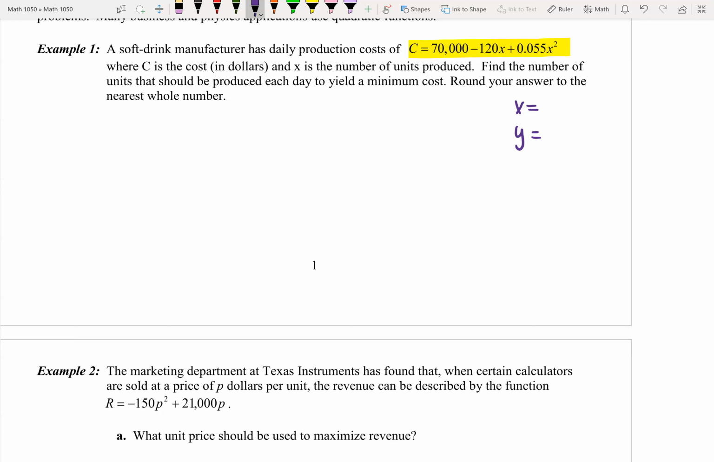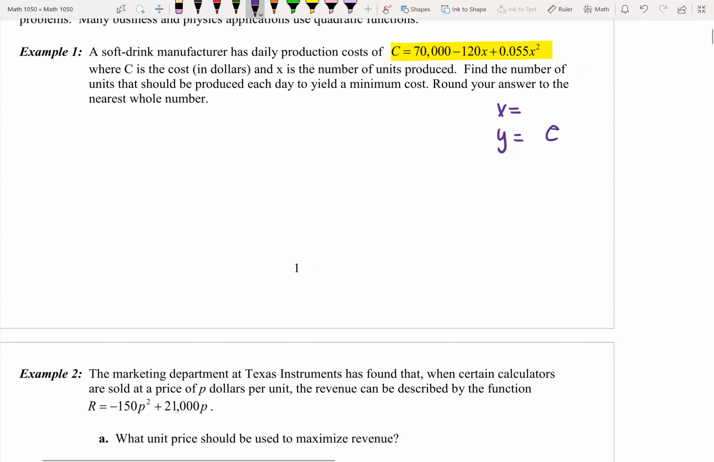So do you see how that equation is solved for C? So my y is the C, which stands for cost. And then the x, if you look on the right-hand side, really is an x, and that stands for the number of units produced. The 30 seconds it's going to take you to write that down is going to help you to not get confused. That's why people hate story problems, because everything just starts getting all jumbled up. But if you set yourself up right at the beginning, it's going to be so much better.